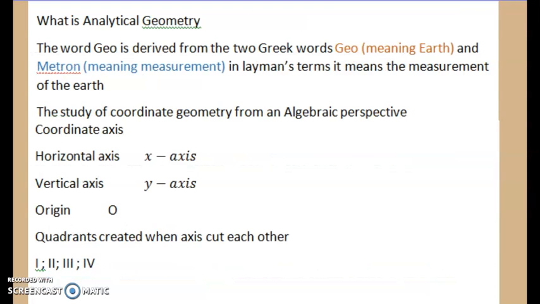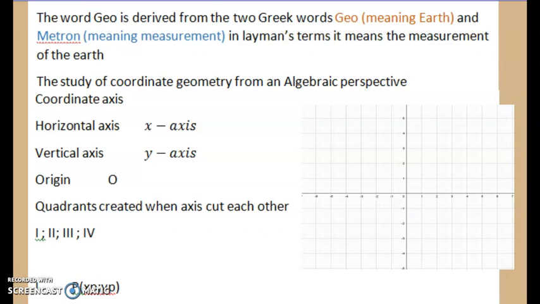So let's look at what the word analytical geometry means to us. The word geometry is derived from two Greek words, geo meaning earth and metron meaning measurement. In layman's terms, it means the measurement of the earth, the study of coordinate geometry from an algebraic perspective. We work with coordinates on the axes. The horizontal axis is known as the x-axis, the vertical axis is known as the y-axis, and O is my origin, where the two axes cut each other.